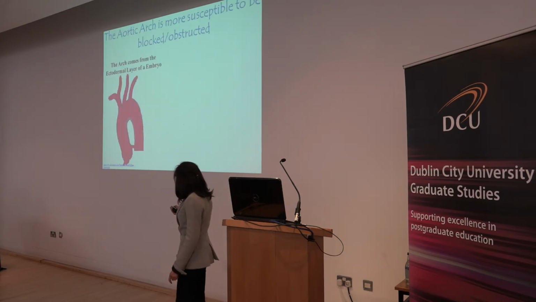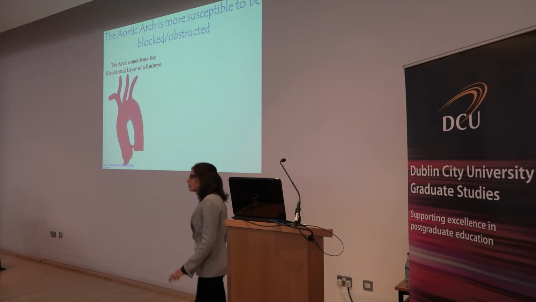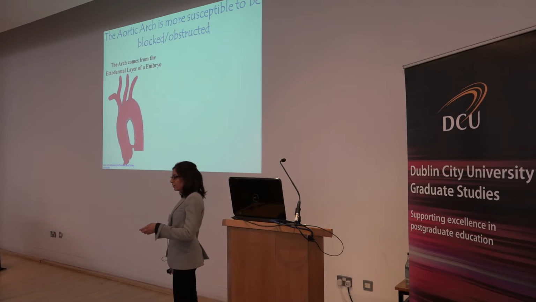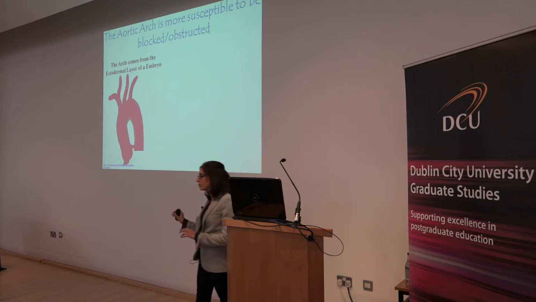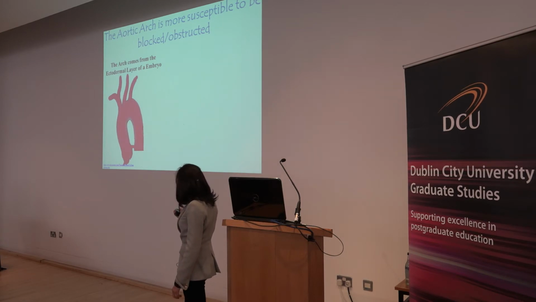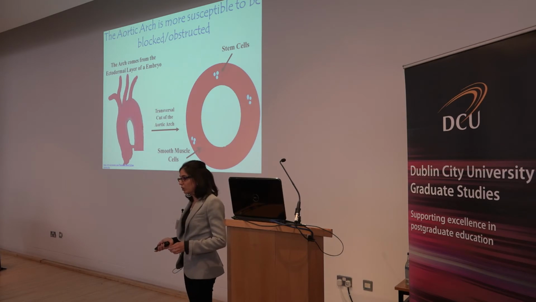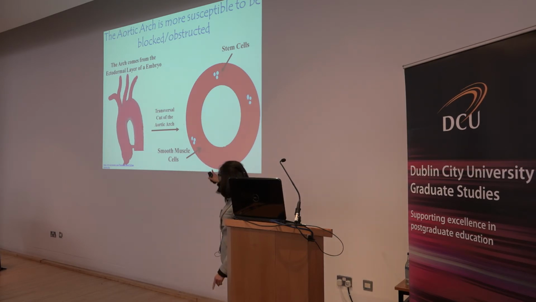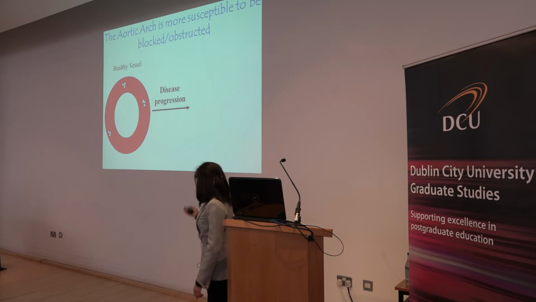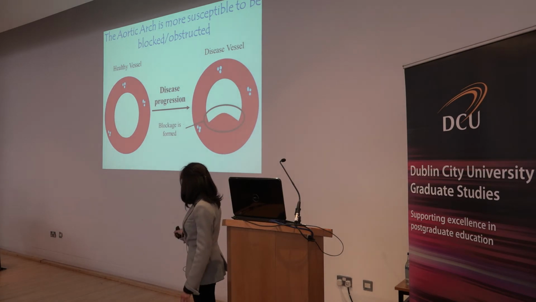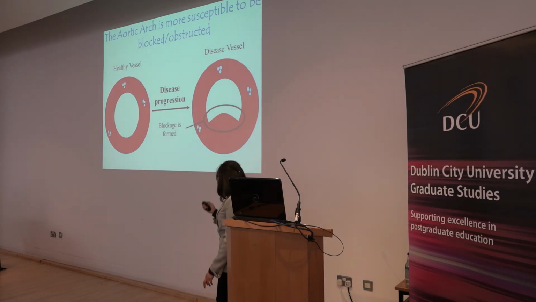So the upper part of the aorta, the arch, I said that it comes from the ectodermal layer of an embryo. It's highly susceptible to vessel disease. If we take a transversal cut, it's basically a pipe. It's just a pipe, but instead of having a metal wall, it has a smooth muscle cell wall. That's what the wall is composed of. And we can also find stem cells scattered within this wall. So a healthy vessel will have a nice and clean open hole, and in a disease stage it will have this blockage, and we find that this blockage has smooth muscle cells inside.